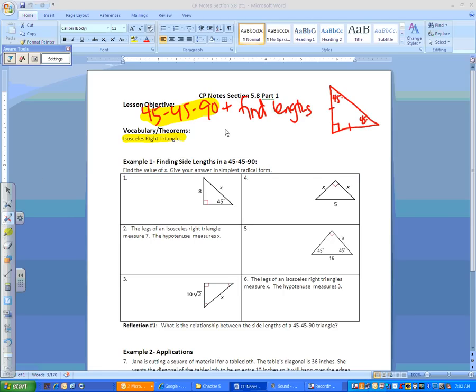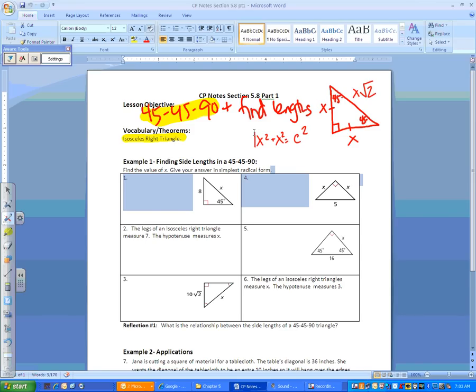Now the reason why these are so special is because these side lengths are going to be the same, so we can call them x. And what happens when we do the Pythagorean theorem to find the hypotenuse is we're always going to get x radical 2, and I'll show you why. If we did the Pythagorean theorem and we know this side's x and this side's x, then x squared plus x squared is going to equal c squared, and c is going to be this hypotenuse.